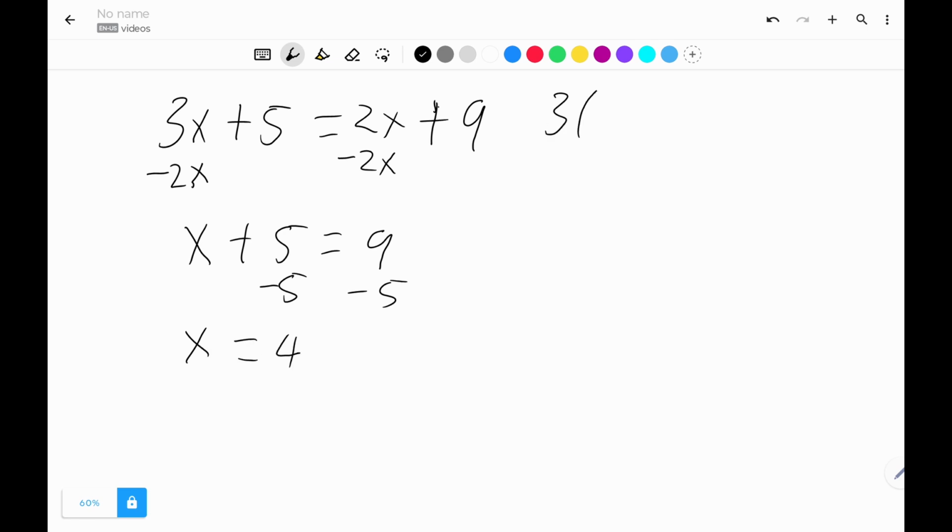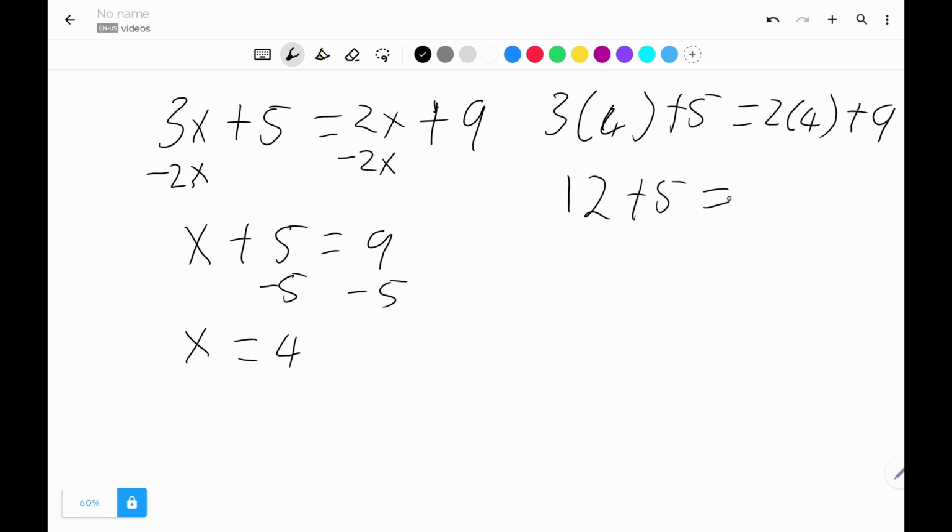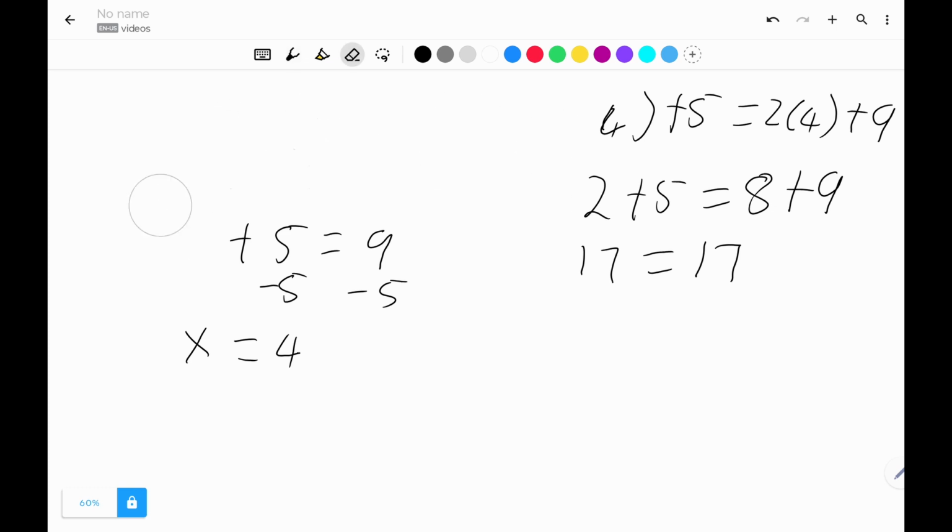To check it, it's still the same way. You do 3 in parentheses 4 plus 5 equals 2 in parentheses 4 plus 9. So we just do 3 times 4. That will give you 12. That's 12 plus 5 equals 2 times 4, that will give you 8 plus 9. So 12 plus 5, that's 17, equals 8 plus 9, that's 17. So we're correct again. Now let's do an example with negative numbers, okay?